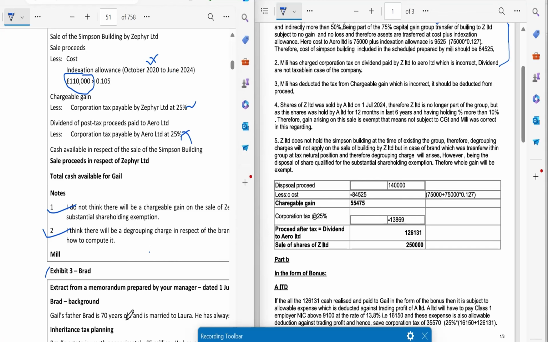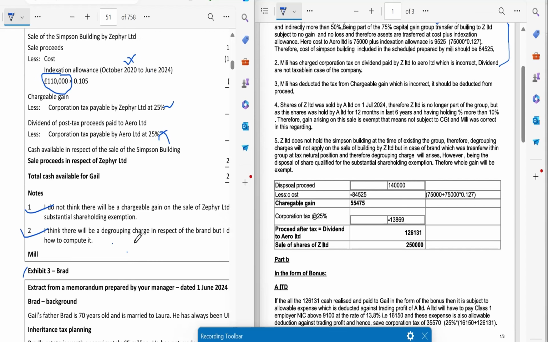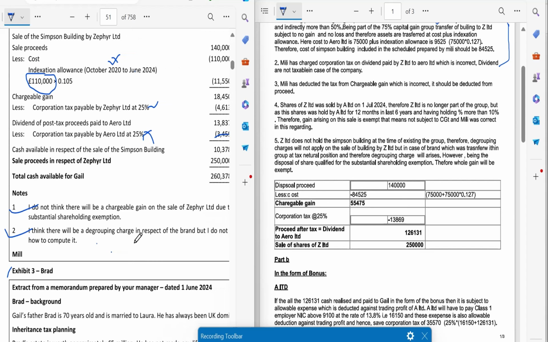She was thinking there will be a degrouping charge in respect of the brand and did not know how to compute it. But she was correct that there was a degrouping charge; however, being part of the capital gains group and qualifying for SSE relief, it will no longer be chargeable now.